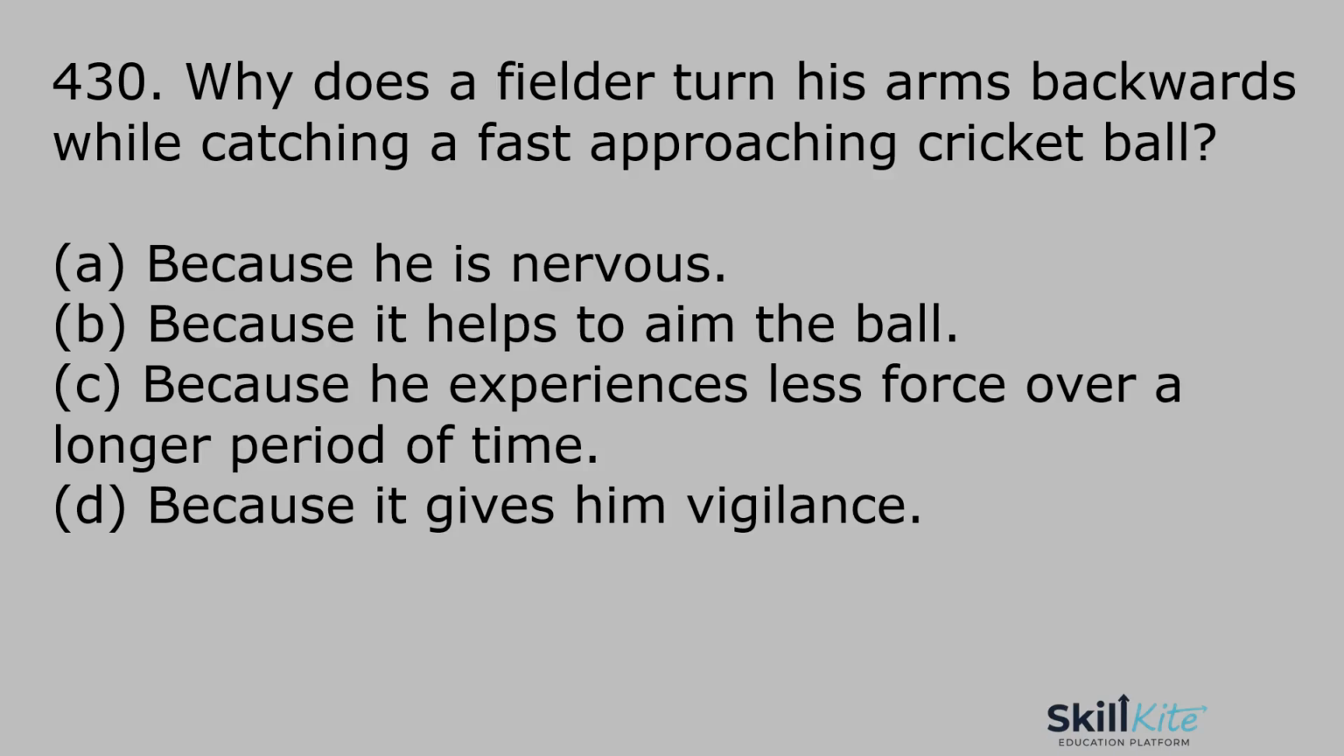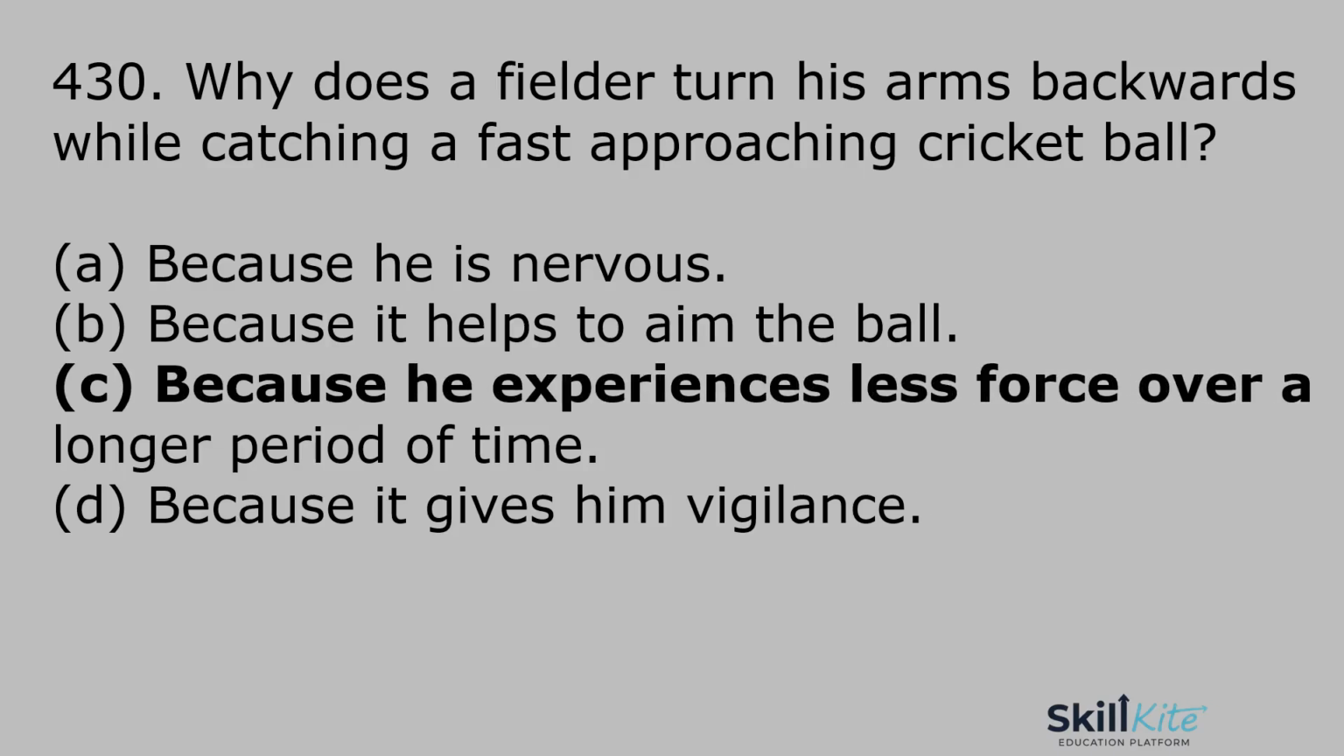Why does a fielder turn his arms backward while catching a fast approaching cricket ball? It is because he experiences less force over a longer period of time. The fielder turns his arm backward while catching a fast approaching cricket ball. It follows Newton's second law of motion, that is, the rate of change of momentum of the ball decreases, due to which he experiences less force over a long time.